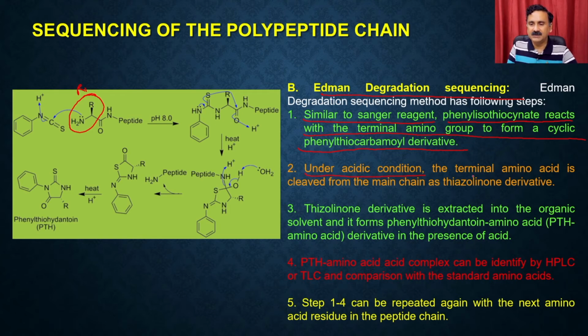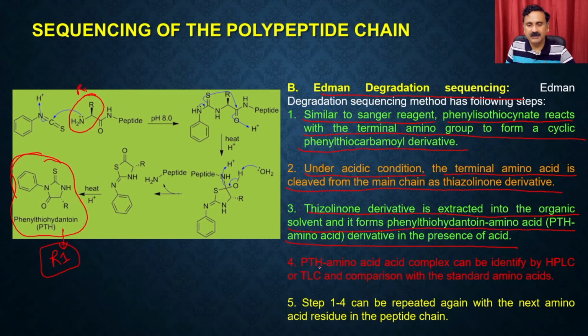Under acidic conditions, the terminal amino acid is cleaved from the main chain as a thiazolinone derivative, and that's how you get the first amino acid as the PTH. The thiazolinone derivative is extracted into an organic solvent and forms the phenylthiohydantoin amino acid, the PTH amino acid complex, in the presence of acid. Ultimately you get the PTH complexes. This is the PTH complex of R1, and the PTH amino acid complex can be identified by HPLC or TLC in comparison to the standard amino acid.